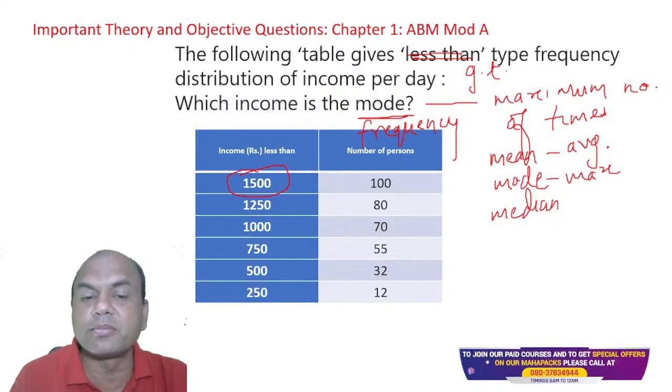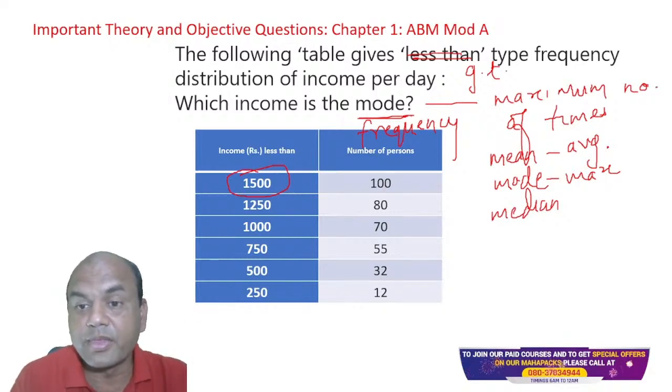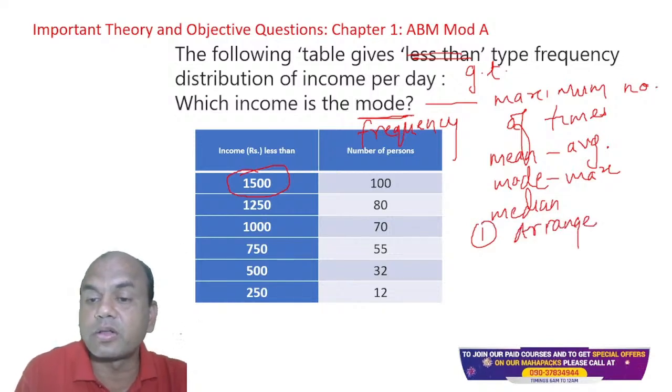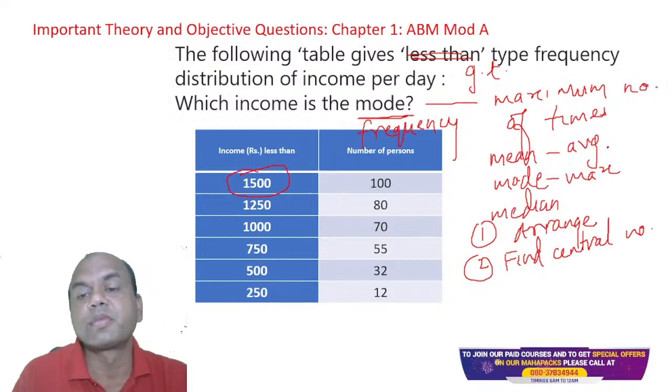I'll arrange these numbers in serial order, either ascending or descending. There are two steps to median. First, arrange them in serial order, and then find the central number. Okay, so this is known as median. So these three important terms are there in statistics.